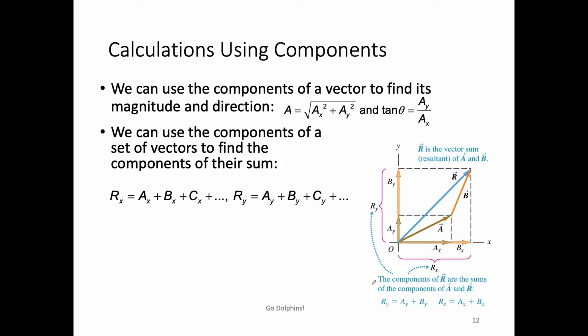Now, after we find the components, we can use components to find how to add up vectors. If you look at the graph, if you have vector A plus vector B, you put the tail of B on the head of A, and then join the tail of A to the head of B, and you find what A plus B is. R is A plus B. And the x component of R is the x component of A plus the x component of B. The y component of R equals the y component of A plus the y component of B.